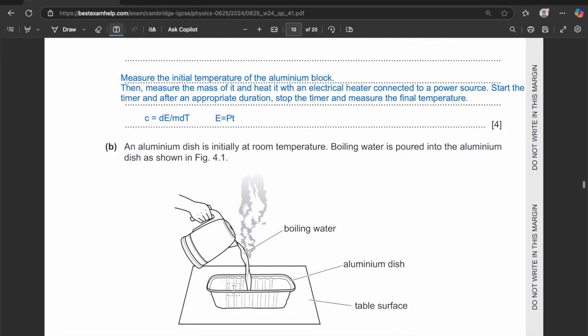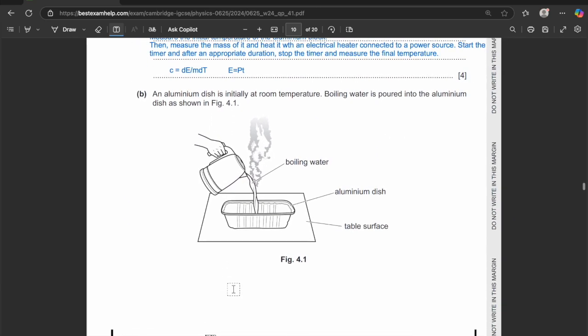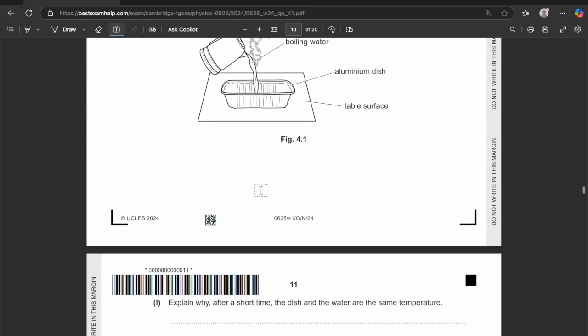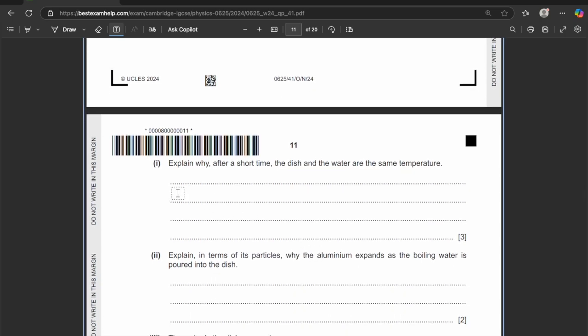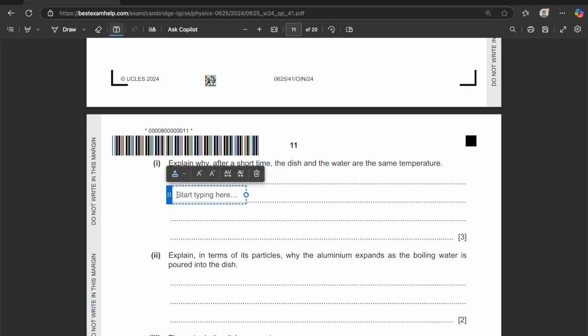So yeah. B. An aluminum dish is initially at room temperature. Boiling water is poured into the aluminum dish as shown in figure 4.1. 1. Explain why, after a short time, the dish and the water are the same temperature. So this is something about heat transfer, right? So heat is always transferring from high energy to low energy to balance out, right?